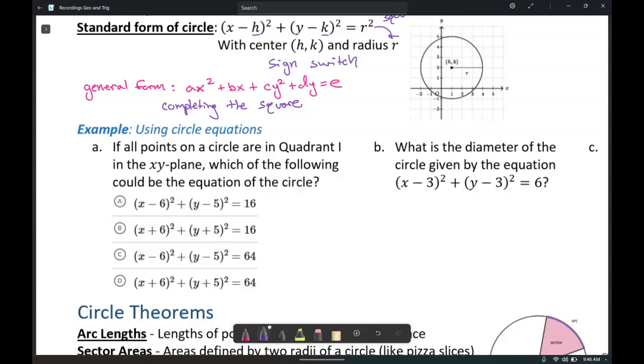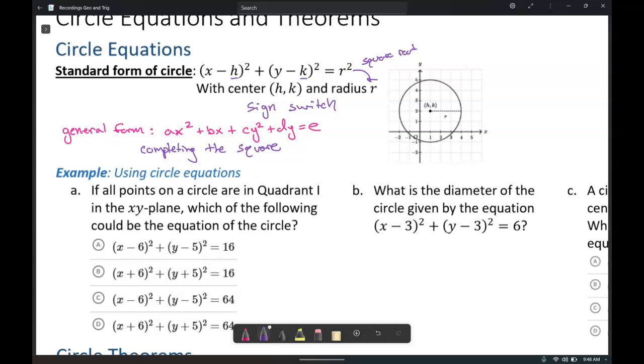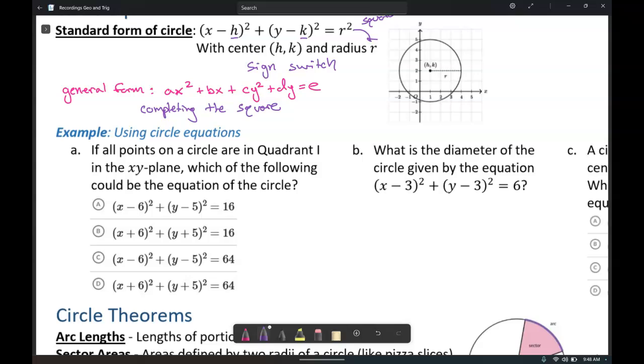So if all points on a circle are in quadrant 1 in the xy plane, which of the following could be the equation of the circle? Well, the first thing we want to do is figure out where the center is, and make sure the center is in quadrant 1. If we look at this diagram up here, this circle passes through all 4 quadrants. We want a circle that is only in quadrant 1. And so let's first look at where the center is located.